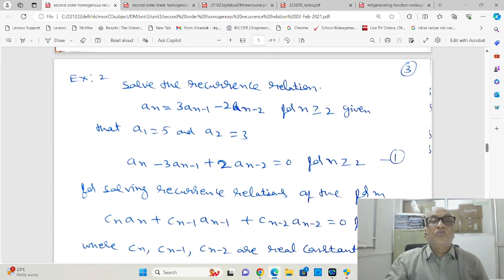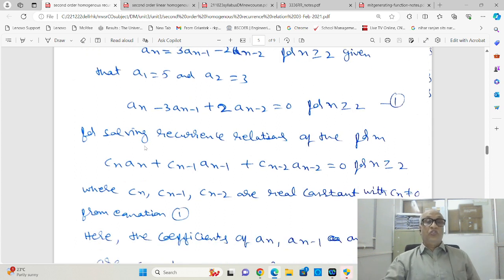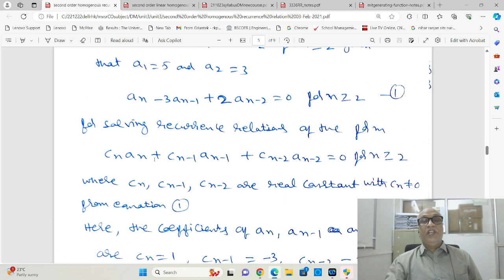What is the question? We need to find the solution for the recurrence relation. This is of what order? The order is 2. So this is second order. So an will be equal to 3an minus 1 minus 2an minus 2. And the values of a1 and a2 are given in the question as 5 and 3. So this is our equation. So what we'll do is take this on the left side. So an minus 3an minus 1 plus 2an minus 2 equal to 0 for n greater than or equal to 2. So this is of the second order form, cn an plus cn minus 1 an minus 1 plus cn minus 2 an minus 2 equal to 0.